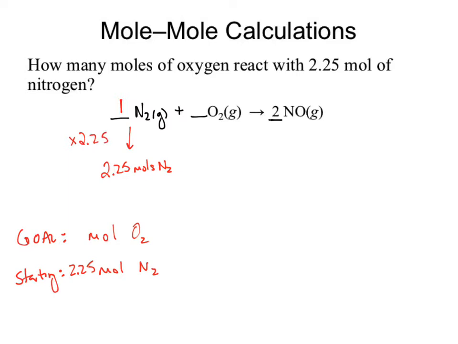Okay, where am I trying to go to? What was my goal? I want to know what goes in that box. As I moved from the N2 down to where I ended up, what did I have to do? Multiply by times 2.25. What do I need to do for O2? The exact same thing. Times 2.25. What was the coefficient in front of O2? 1. What's my answer in the purple box?